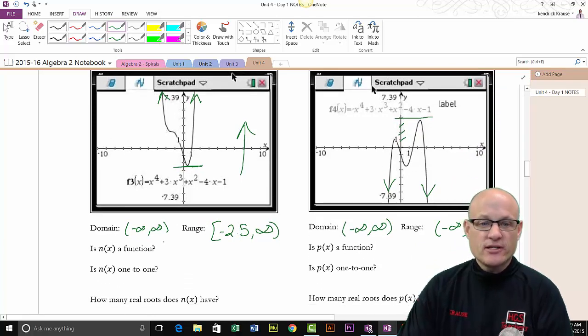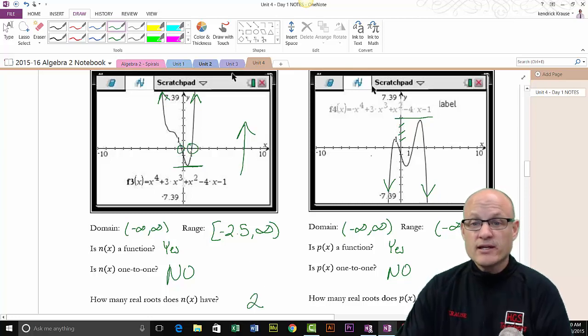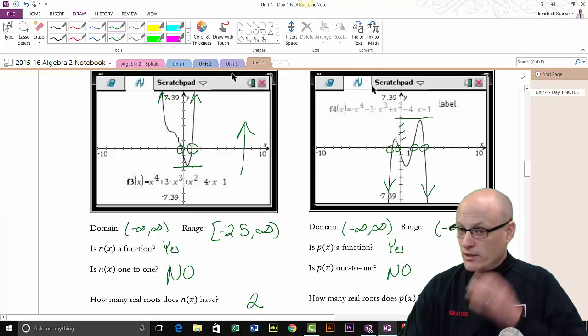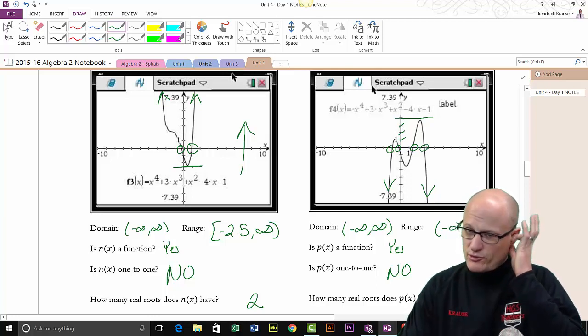Is this a function? Yes. And so is this. Are these one-to-one functions? No and no. How many real roots? Well, in this case, it looks like it has 2 real roots. And in this case, it has 1, 2, 3, 4 real roots. Wow. 4 roots, 4 solutions.